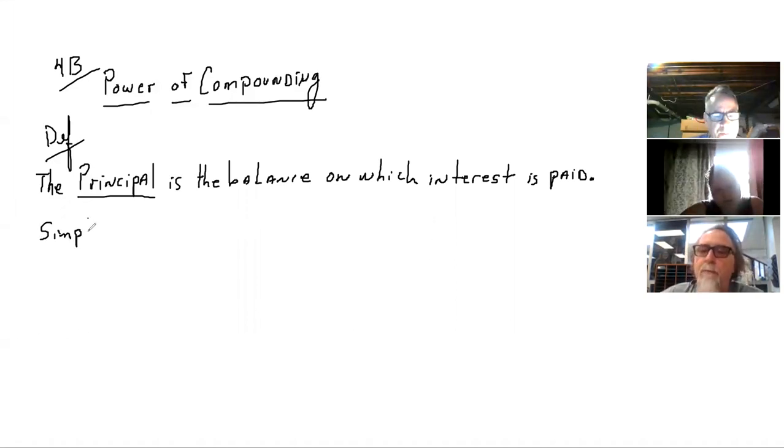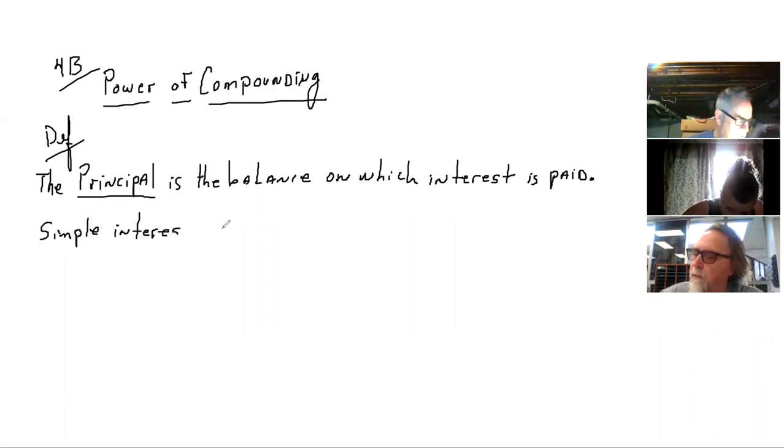All right. You want to compare simple interest is paid only on the original investment.